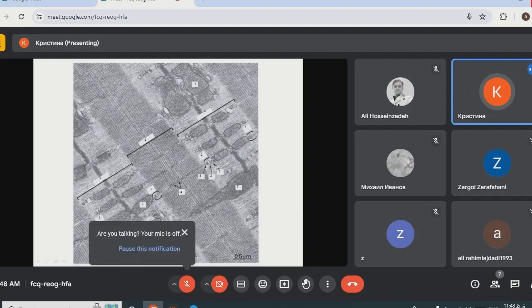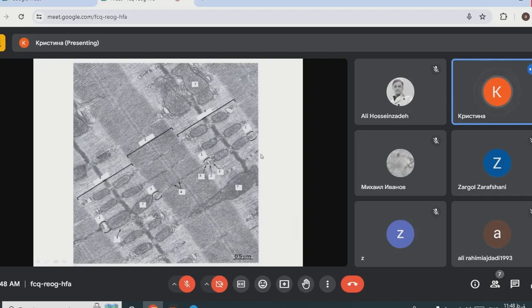And now we look at a triad. It is shown here. So it consists of the central number 2 here, T-tubule, and L cisternae or terminal cisternae of smooth endoplasmic reticulum, number 3 in this picture. They together make a triad. It is a feature of the skeletal muscle tissue.